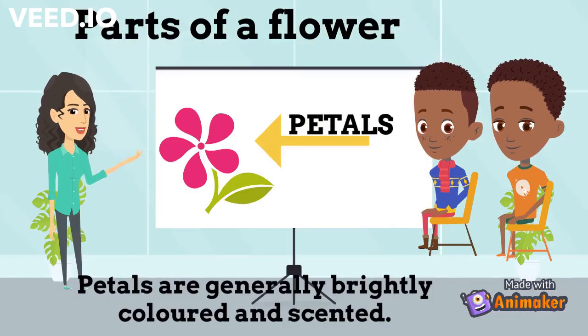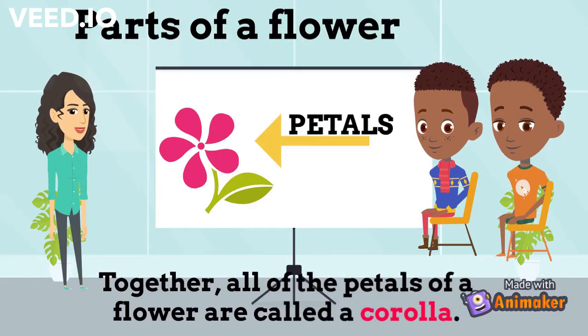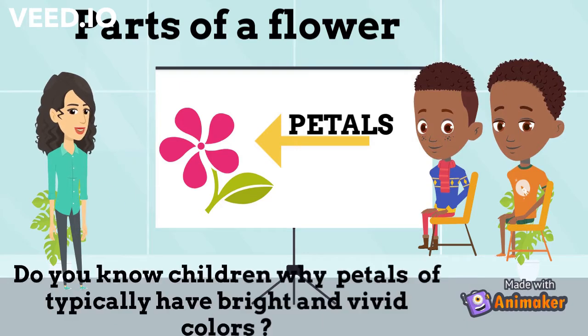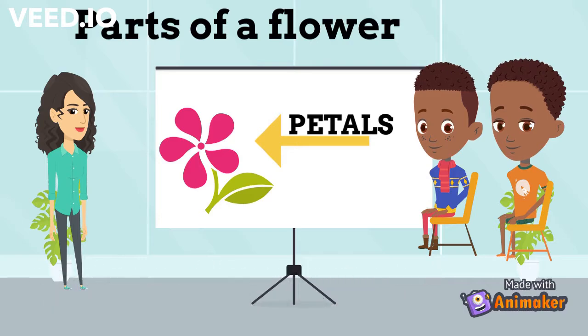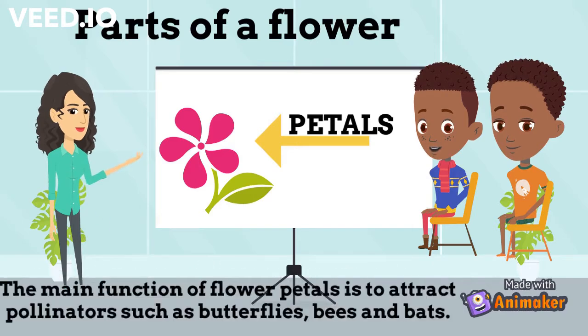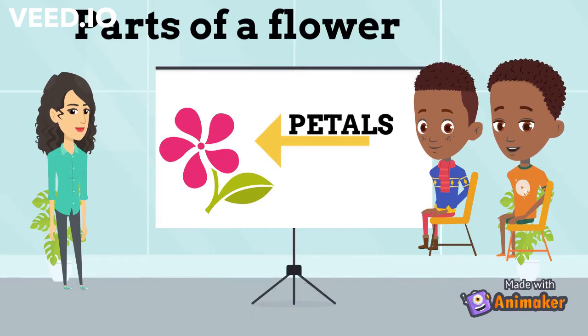Next to the sepals are the petals. Petals are generally brightly colored and scented. Together, all of the petals of a flower are called a corolla. Do you know, children, why petals typically have bright and vivid colors? Yes, I know. The main function of flower petals is to attract pollinators such as butterflies, bees and bats. Now I understand why flowers are of different colors, so they can attract pollinators.